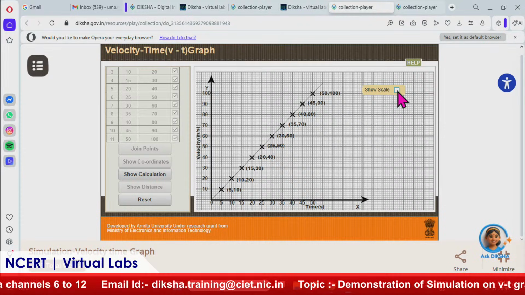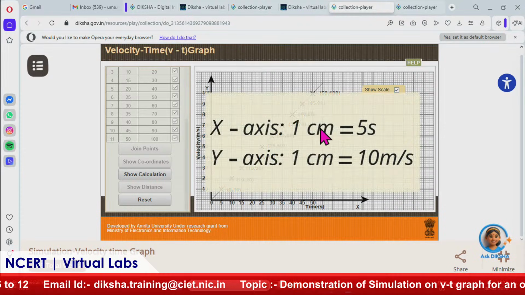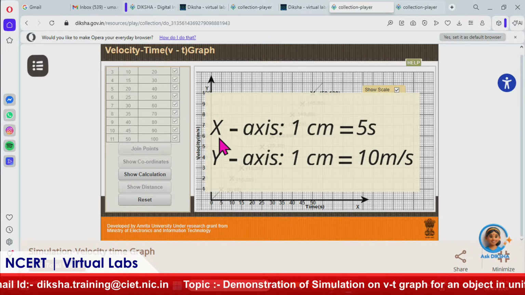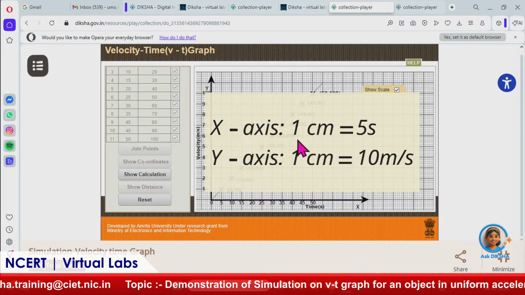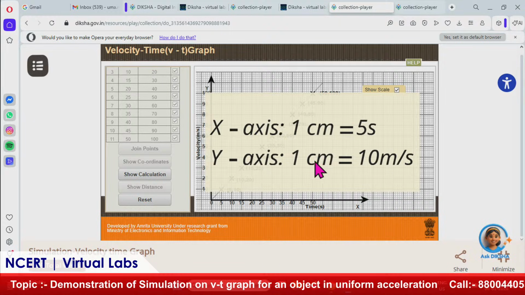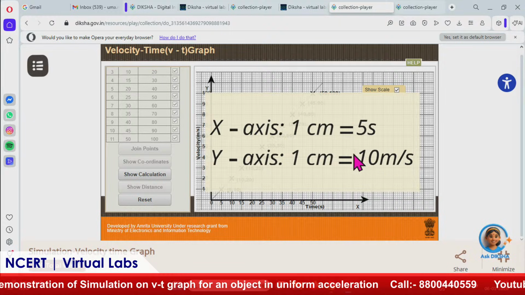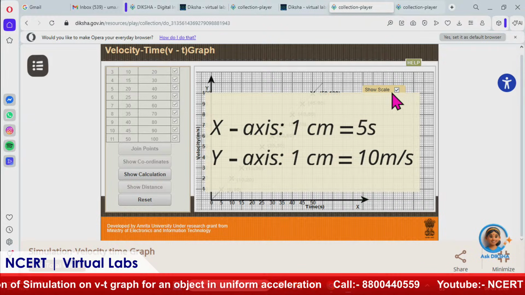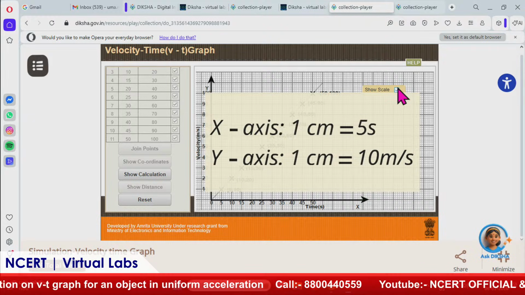This is important. Whenever we plot a graph, we have to mention the scale. What is the scale you have used? On the x-axis, I have used 1 centimeter as 5 seconds, and on the y-axis, 1 centimeter equals 10 meter per second. So this scale is very much important. We have to mention it in any kind of graph.